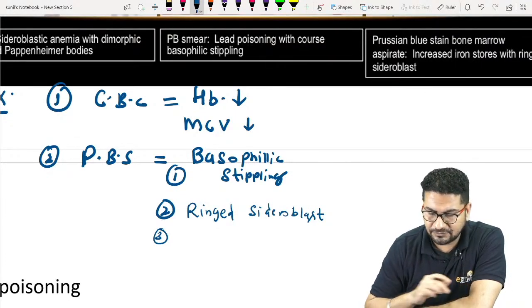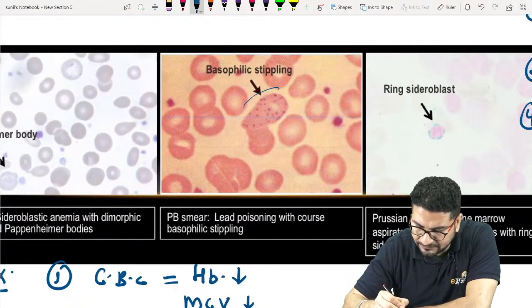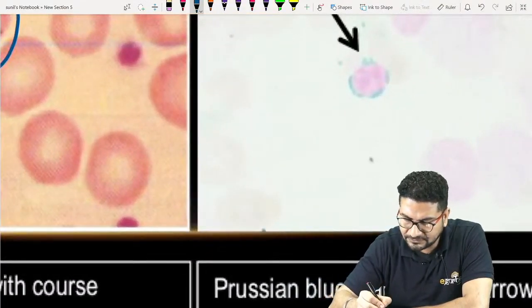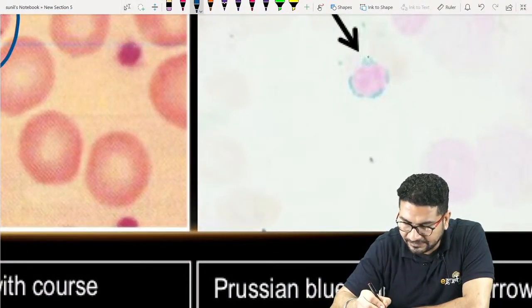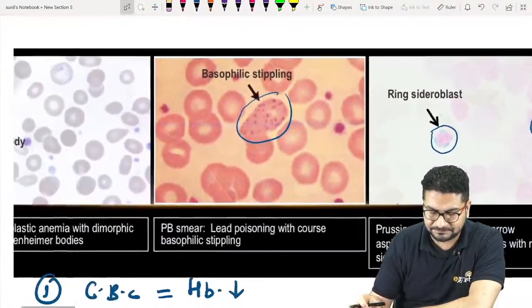If I can show you, these are basophilic stippling. They are loaded with basophilic material, so we call this basophilic stippling. And here they are forming a ring. Can you see this ring? What do we call this? We call this ringed sideroblast.